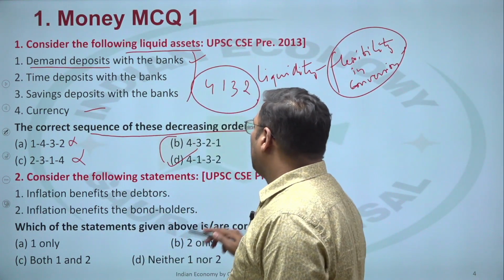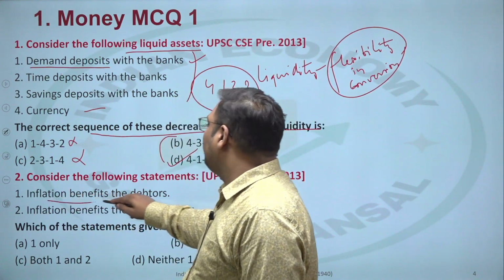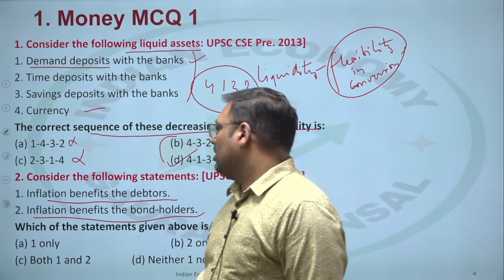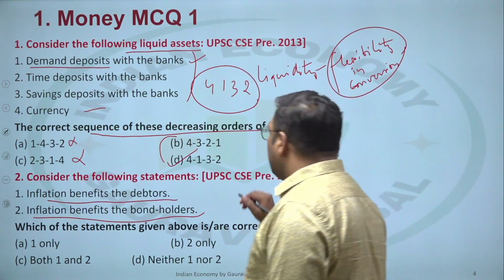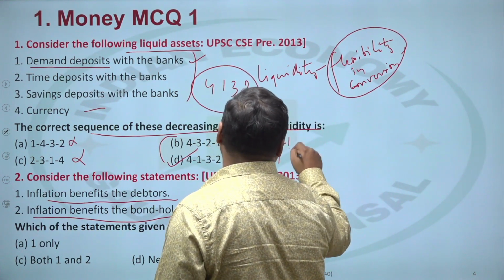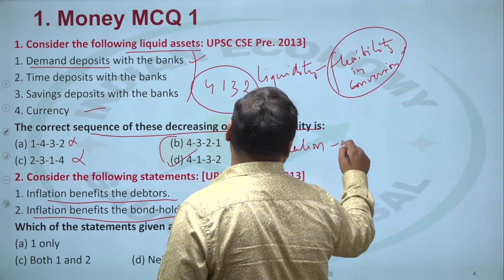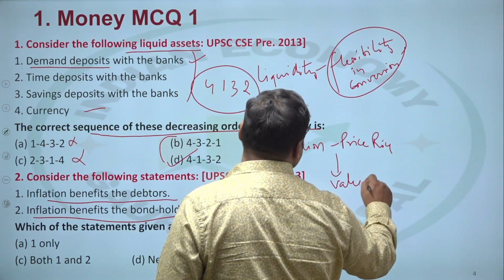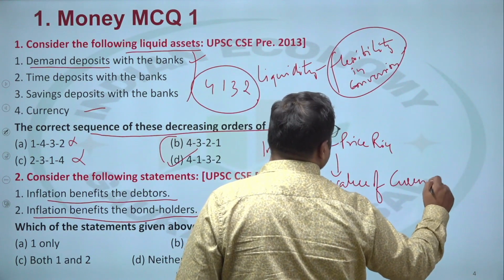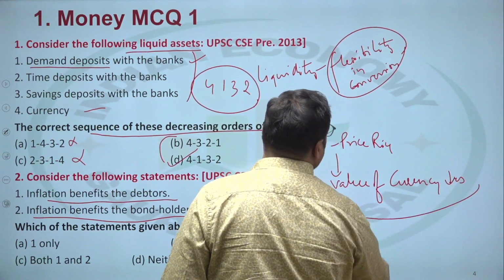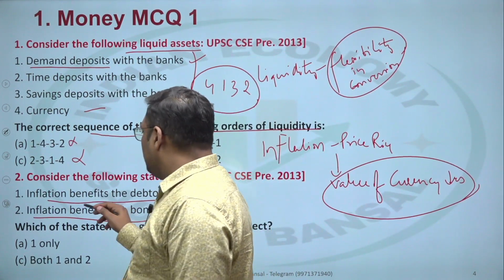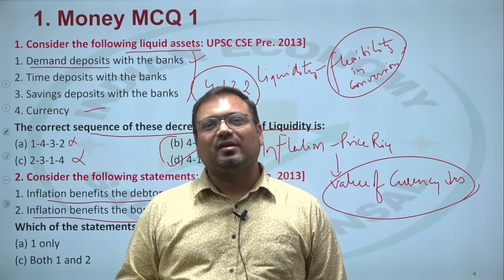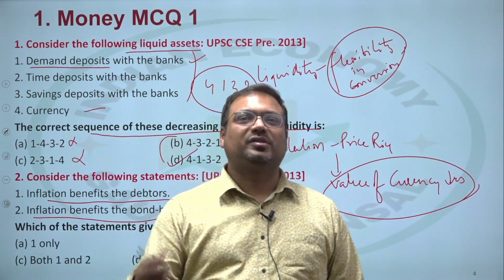Next question 2. Consider the following statements. Inflation benefits the debtor. Inflation benefits the bond holders. Inflation means price rise, and when prices rise, the value of currency goes down. Now, it benefits the debtor. Debtor is whom? The person who has taken the debt. The creditor is the one who has given the debt.